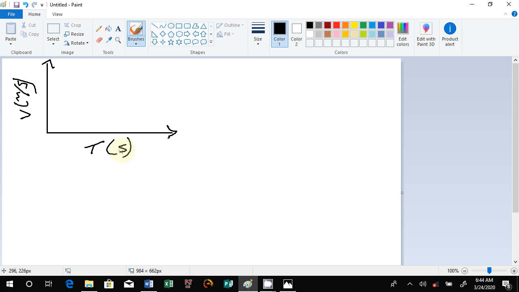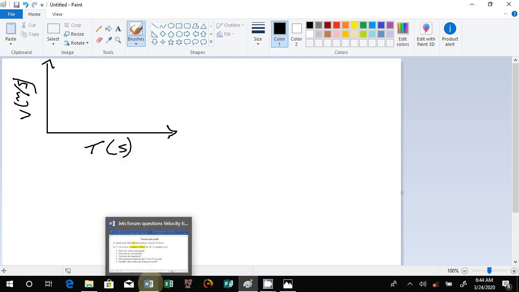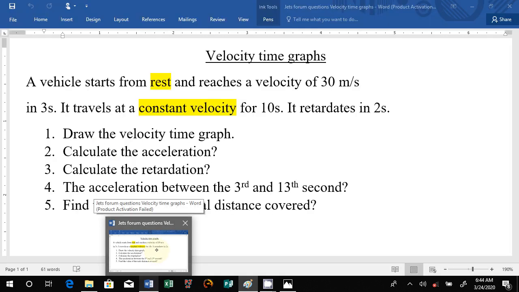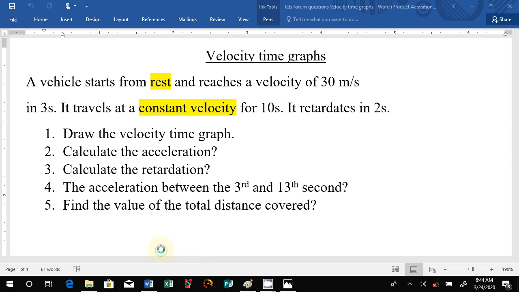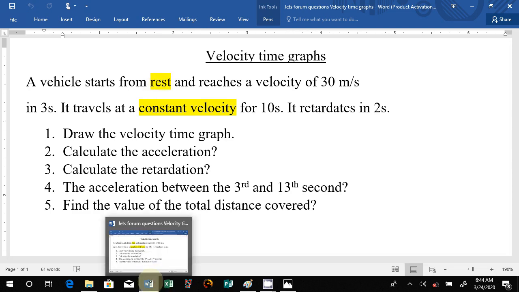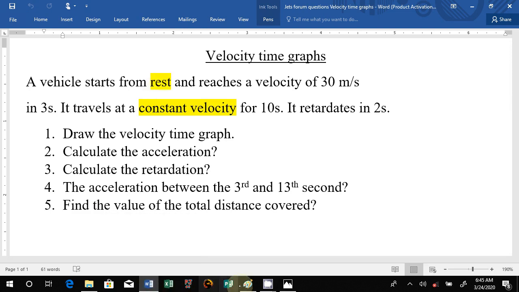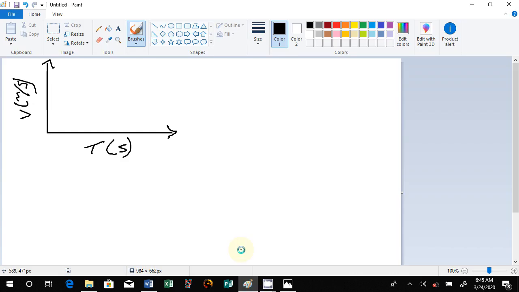And we progress. We go back to the question, read it, understand it, so that we see what is needed. The question says a vehicle starts from rest. Now underline the word rest. In physics, when you hear the term rest, it means we are starting from 0, because this vehicle had no speed. That's the meaning.